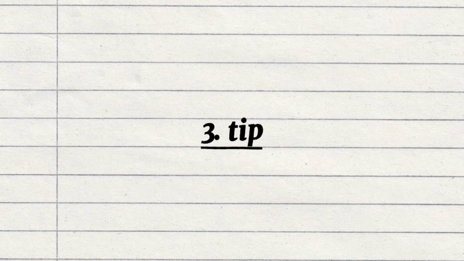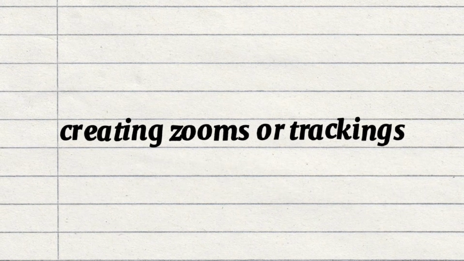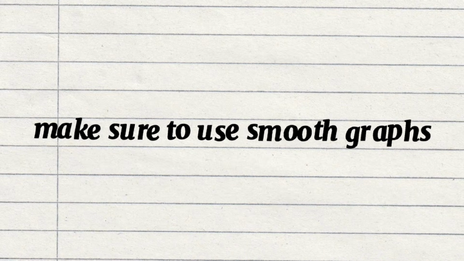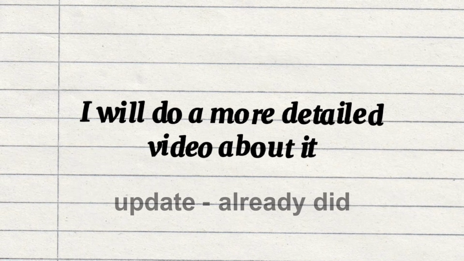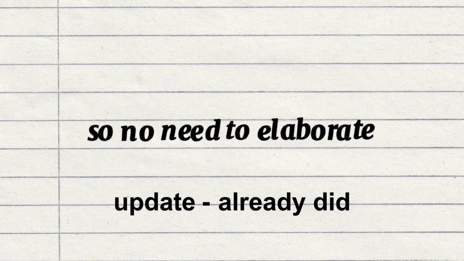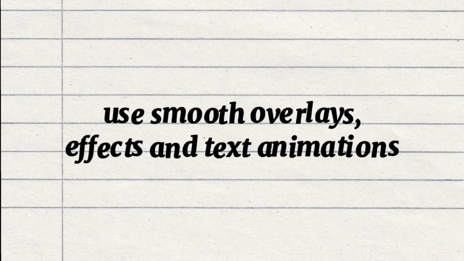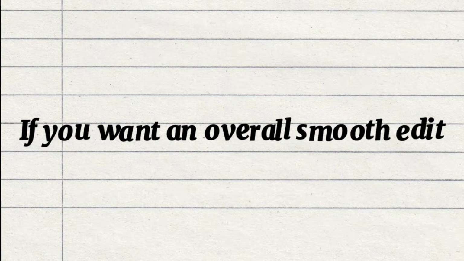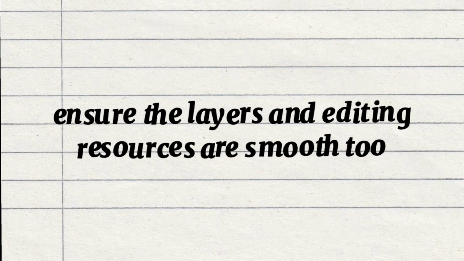Tip number 3. Don't use linear graphs. If you do edits with keyframes creating zooms or trackings, make sure to use smooth graphs like Easy In, Easy Out, or Flow 2. I will do a more detailed video about it, so no need to elaborate. Tip number 4. Use smooth overlays, effects, and text animations. If you want an overall smooth edit, ensure the layers and editing resources are smooth too.